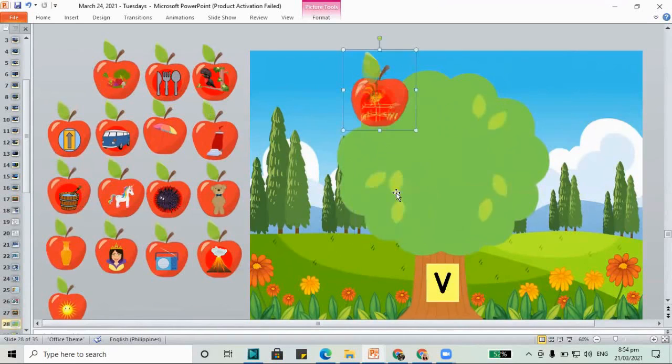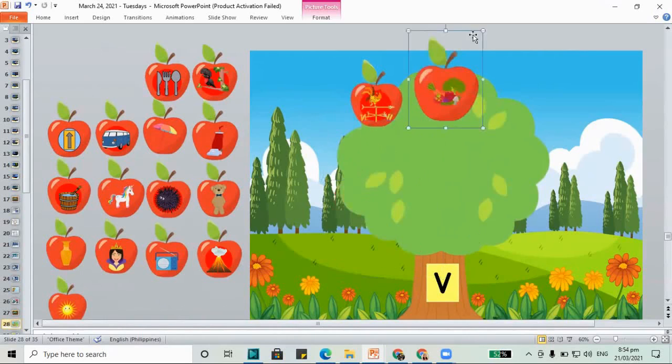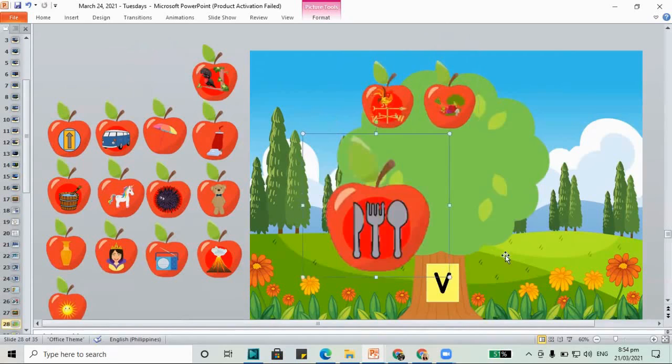How about vegetables? Do we put vegetables in V? Yes, vegetables begin with letter V. It also goes in the V tree. How about the utensils? Does utensils begin with V? No, it begins with letter U.